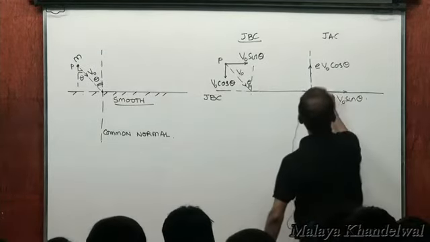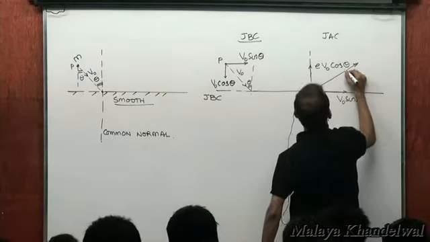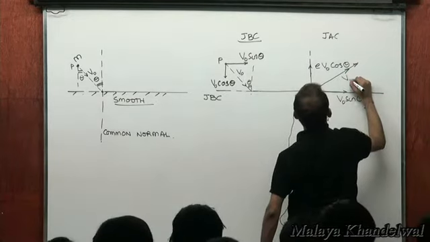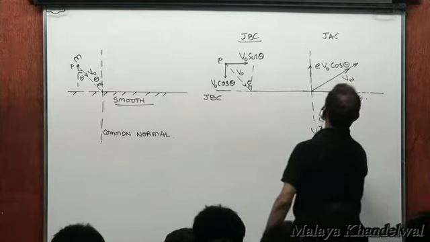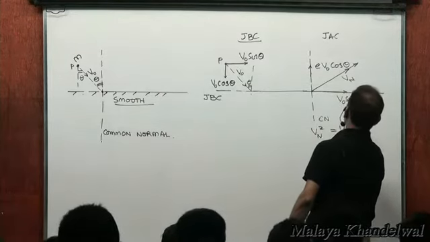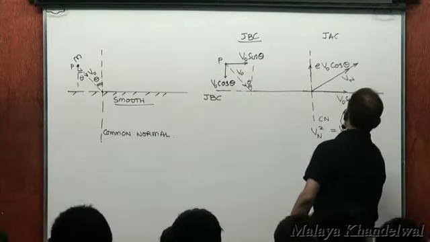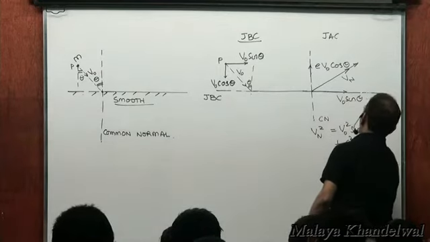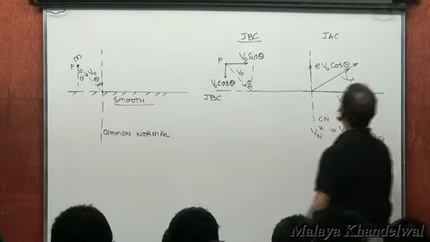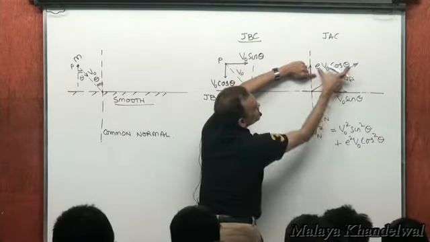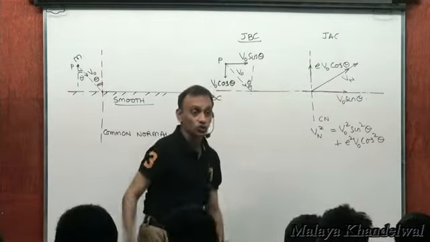And its net velocity after impact, Vn squared, is going to be v naught squared sin squared theta plus e squared v naught squared cos squared theta. This Vn squared would be this square plus this square. Yes or no? After impact?